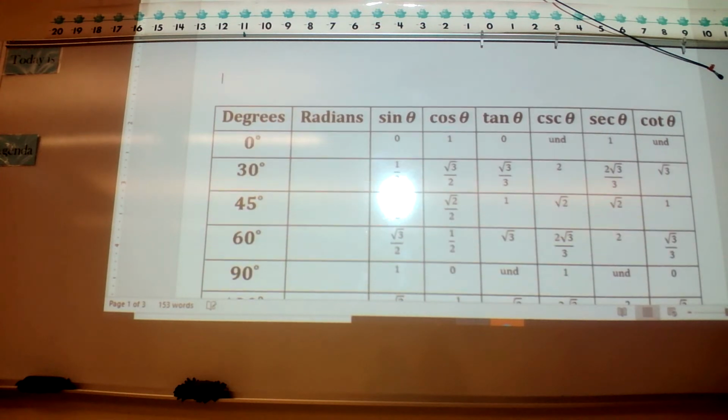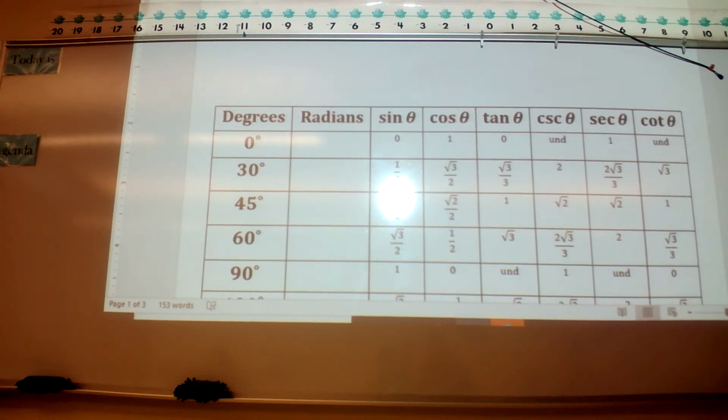I'm grabbing a calculator. I suggest you have one. For the first part, we're just converting a few degrees to radians. I highly suggest you try to keep this paper neat. The reason being is we use it a lot, and the neater it is, the less confusing it is, basically.